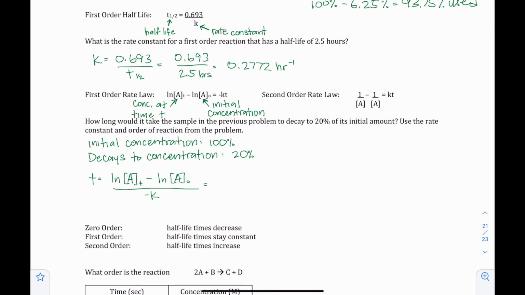In the first-order integrated rate law equation, A sub 0 is the initial concentration, and A sub t is the concentration at time t. So how long would it take the sample in the previous problem to decay to 20% of its initial amount? If the initial concentration is 100%, and then the sample decays to 20%, we're going to rearrange the equation to solve for time and plug in those initial and decayed concentrations, as well as the rate constant k that we previously calculated.